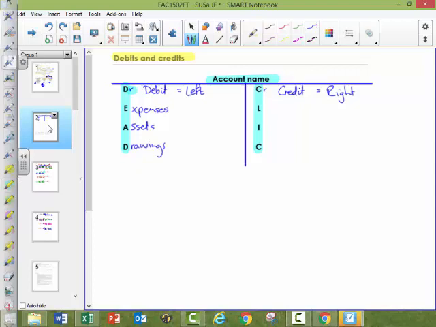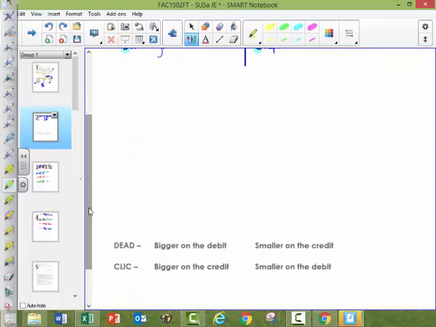So if the D stood for debit, the C stood for credit. If the A in DED was for assets, the L would be for liabilities. If the E was for expenses, the I is for income. If the D was for drawings, the C is for capital. So DED says debit expenses, assets, and drawings to make them bigger, which means you will credit them to make them smaller. CLIC says credit liabilities, income, and capital to make those accounts bigger, and a debit will therefore make them smaller. So if you look a little bit further down the page, it's exactly what it says here.